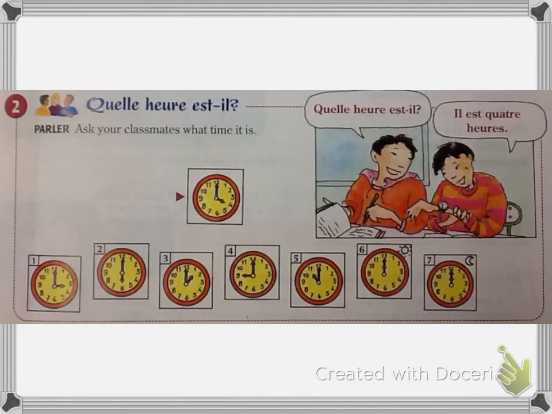So let's practice this with exercise 2. Quelle heure est-il? Ask your classmates what time it is. So look at our example prompt. Okay, we see the clock and it is 4 o'clock on this clock. So I'm actually going to ask you the question every time, quelle heure est-il? And you're going to give the answer. In this case, the answer is il est 4 heures.